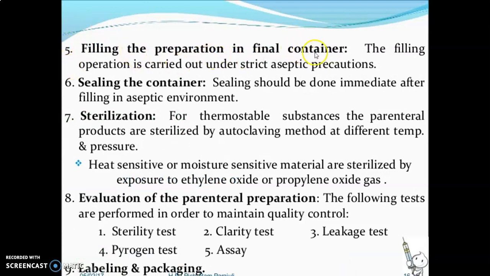Then filling the preparation in the final container. The filling operation is carried out under strict aseptic precautions. Sealing the container. Sealing should be done immediately after filling in the aseptic environment. Sterilization for thermostable substances: the parenteral products are sterilized by the autoclaving method at different temperature and pressure. Heat sensitive or moisture sensitive materials are sterilized by exposure to ethylene oxide or propylene oxide gas.